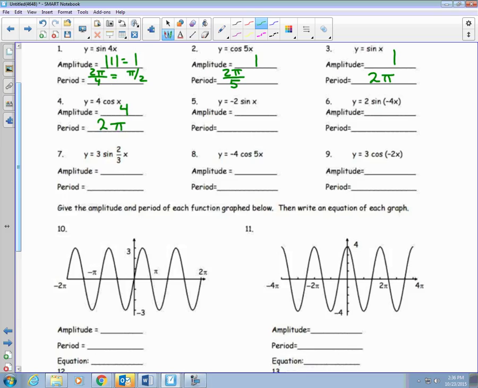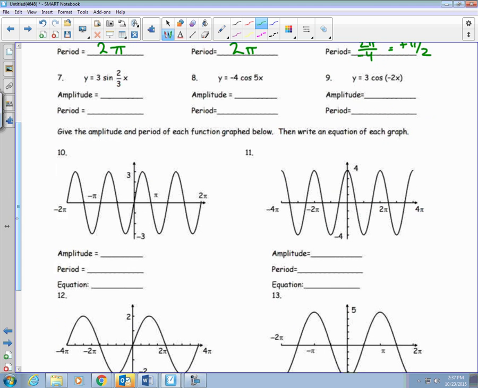Number 5, what's the amplitude? Positive 2. What's the period? Number 6, what's the amplitude? What's the period? 2 pi over negative 4. And can you reduce that? Yes. So we would say it's negative pi over 2. And you guys, I'm going to be honest with you, repeating itself in a negative direction is the same as repeating itself in a positive direction. So you can make this positive as well.